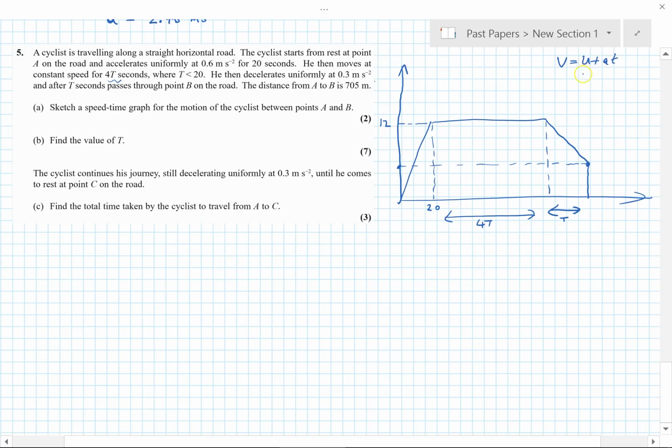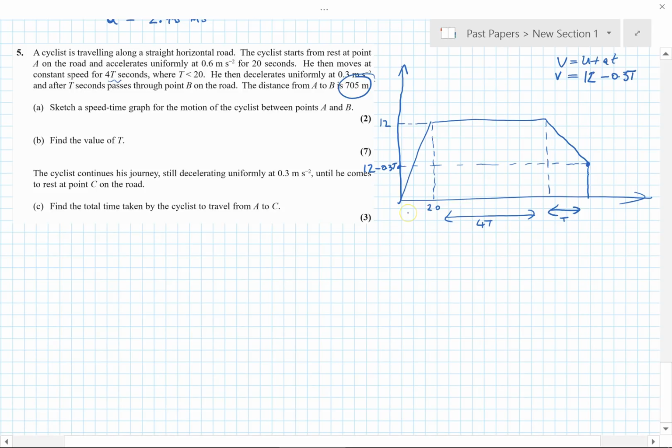We've got u is 12 and it's decelerating at 0.3 meters per second squared for a time t, so that's v. So this point here is 12 minus 0.3t. Well, that's quite important because we're going to need to set up an equation for our whole motion, 705, so there's quite a bit to do here.